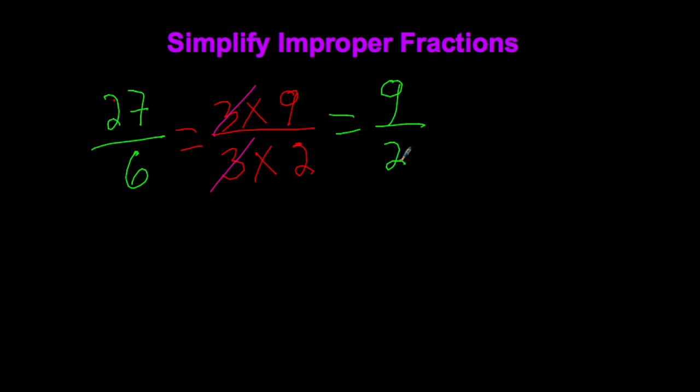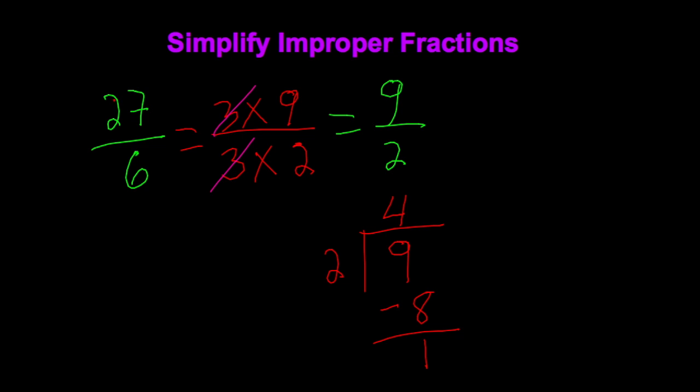You're left with 9 over 2. This is an improper fraction. You need to write it as a mixed number. So the 9 goes inside and 2 goes outside. Now ask yourself, how many times can 2 go into 9? It's 4. So 2 times 4 is 8. So you subtract that. 9 minus 8 is 1.